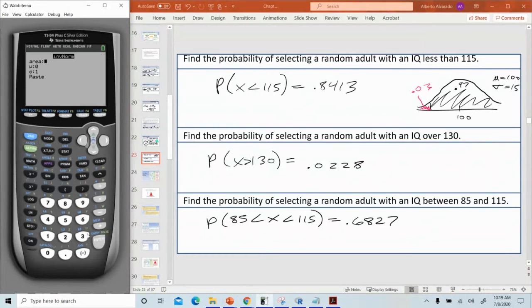So inverse norm of area 0.03 with the mean. I could do the z-score, and then I could use the formula and calculate the x, right? But this time I'm just going to do the shortcut, which is just type in the mean and the standard deviation, 15. And that'll get me the x directly. So the x that cuts off the bottom 3% with the top 97% is 71.8. That's the IQ that cuts off the bottom 3%. Okay.